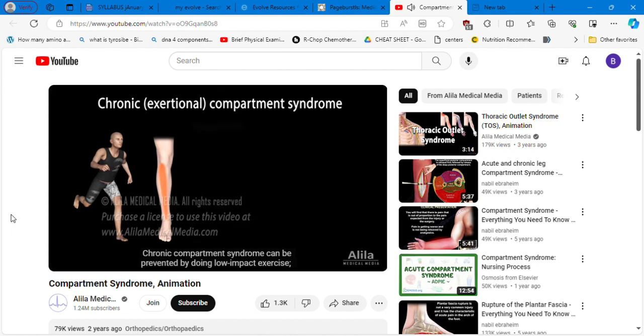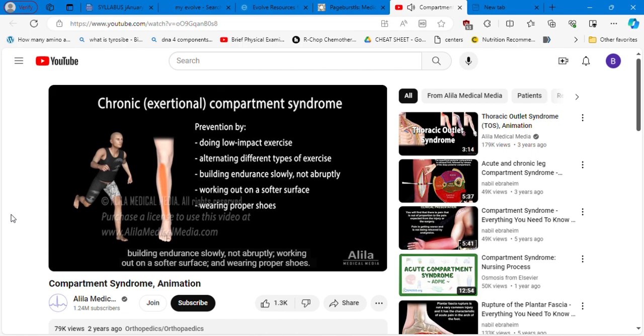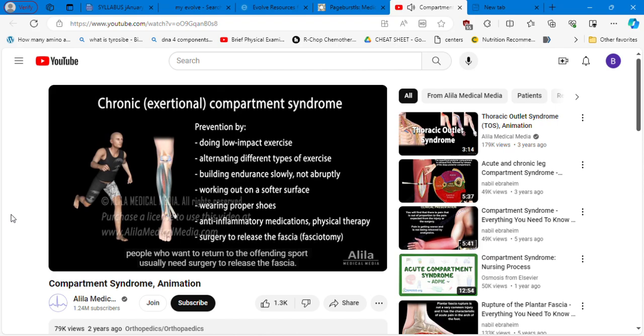Chronic compartment syndrome can be prevented by doing low impact exercise, alternating different types of exercise to avoid repeating the same movements for too long, building endurance slowly, not abruptly, working out on a softer surface, and wearing proper shoes. Anti-inflammatory medications and physical therapy may help some patients. However, people who want to return to the offending sport usually need surgery to release the fascia.